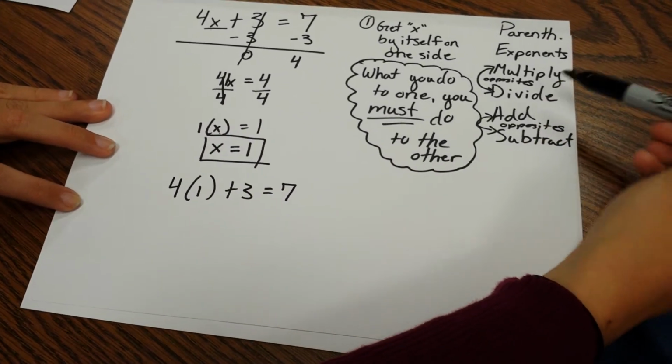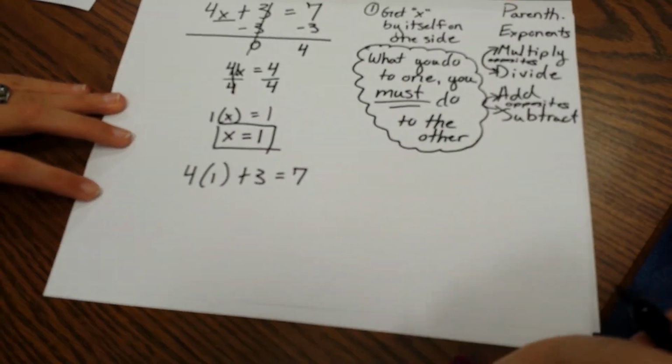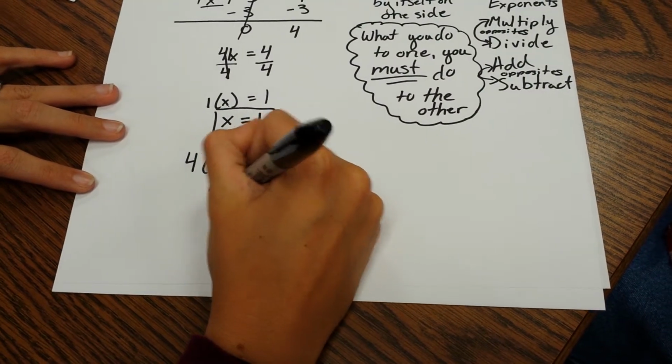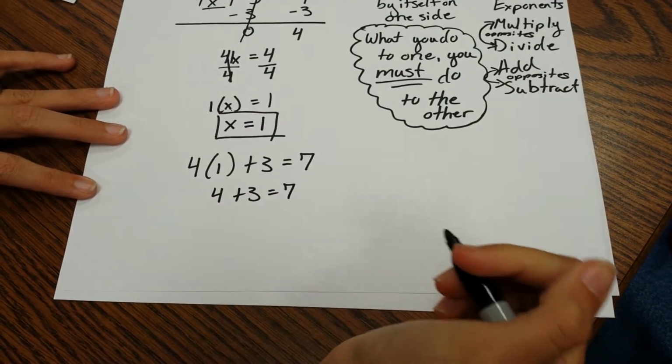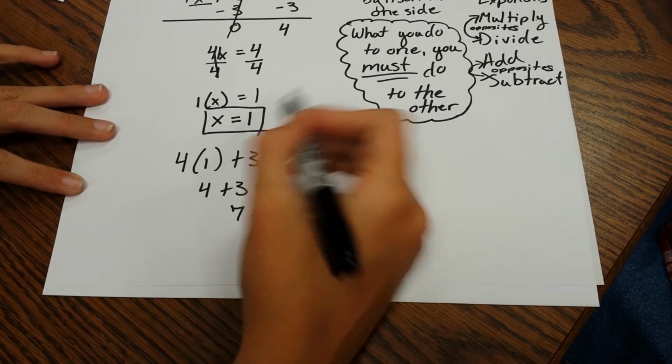Right? Remember, you have to use order of operations, which tells us we're going to multiply and divide before we add and subtract. So what's 4 times 1? 4. And 4 plus 3? And 7. So x is 1.